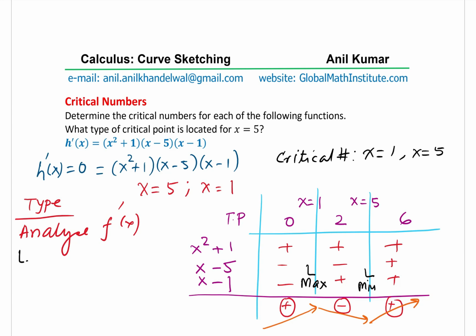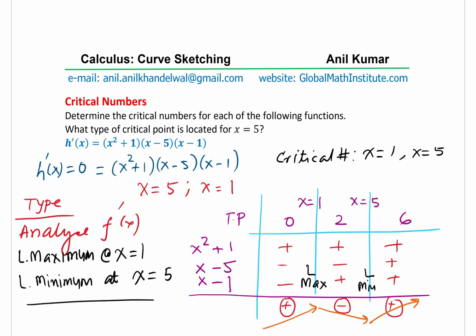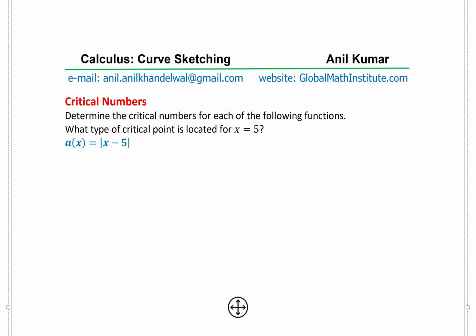So we have local maxima at x equals to 1, and we have a local minimum at x equals to 5. Is that clear to you? So that is how you could use your table to analyze the situation. Now let's take the next example.